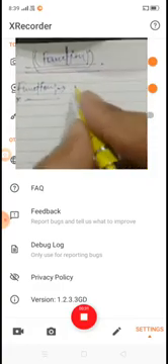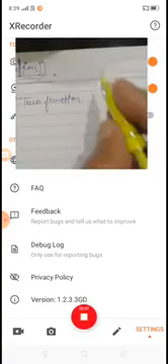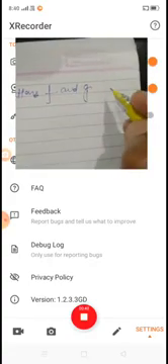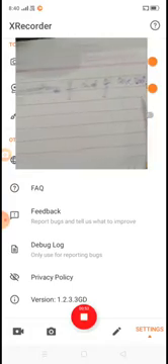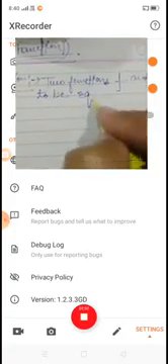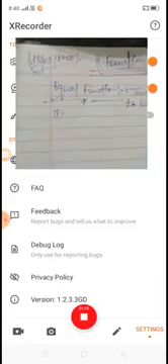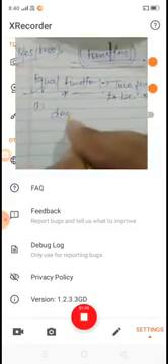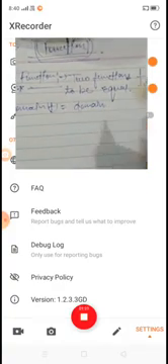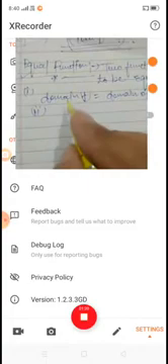Let's see, two functions f and g are said to be equal if the first point is that the domain of function f is equal to the domain of function g.